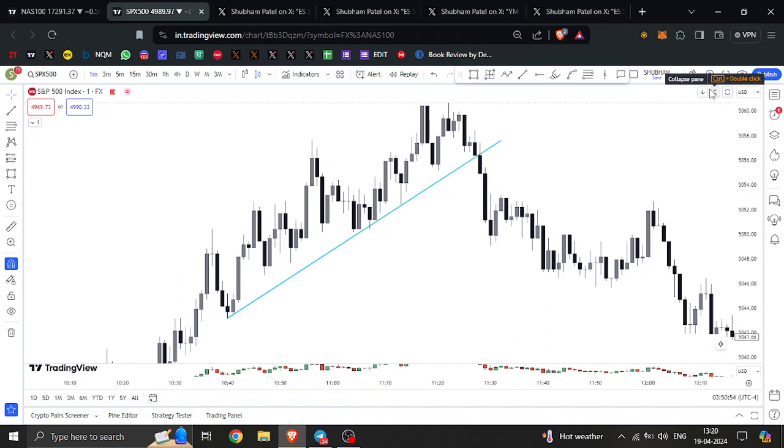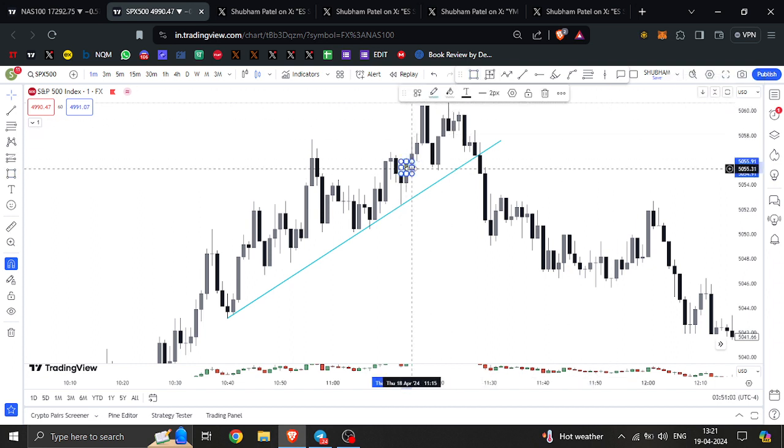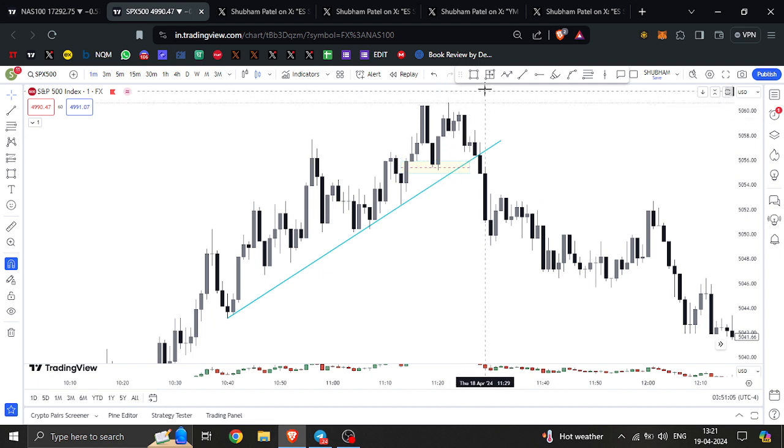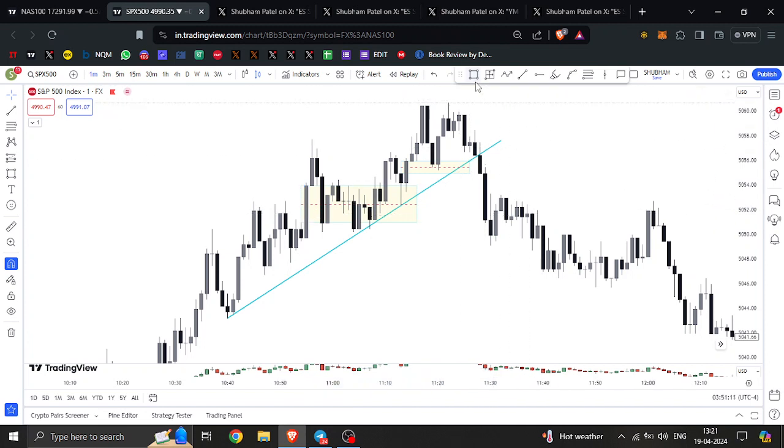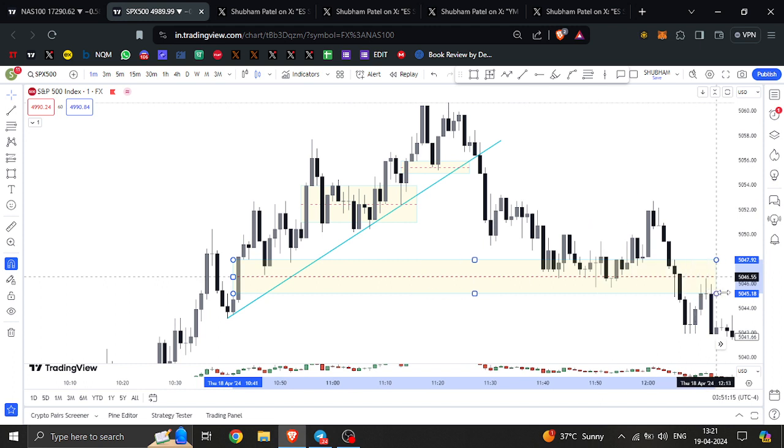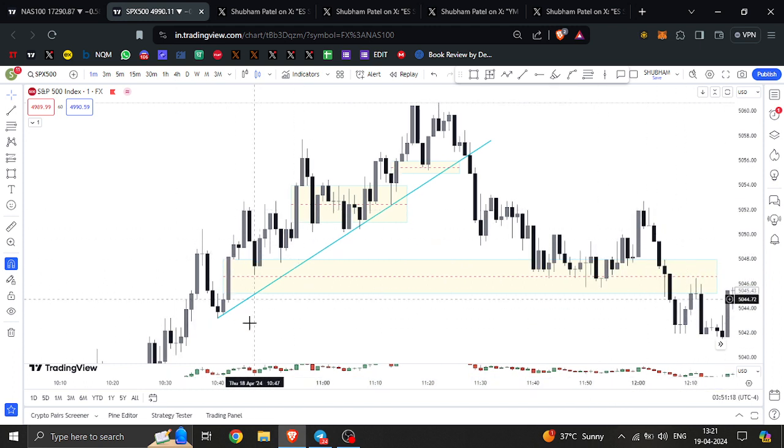Now when such situations arise, you need to be very specific about which IFVG to choose. Many people can make a mistake of choosing this one as our IFVG because it supported price higher. Some of them can take this one as the IFVG because it also supported prices higher. But what I took as my IFVG was this one, and I will explain why. This is the main reason this video is made.